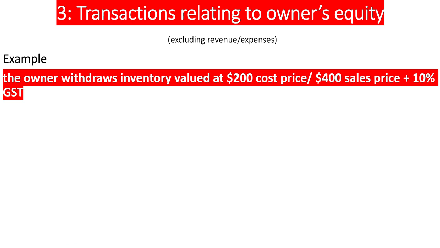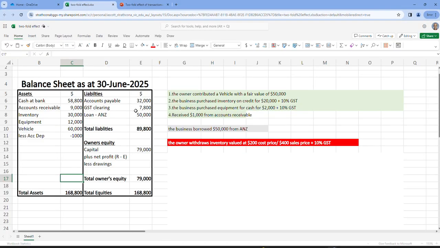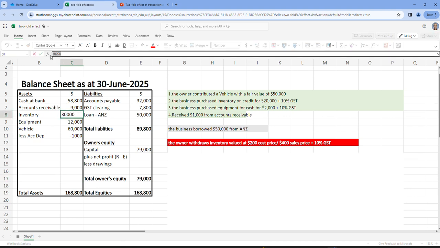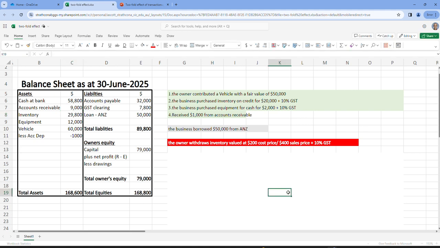So what figure do we actually report here in the balance sheet? Well, because of the accrual basis assumption, we don't report revenue until it's earned, and the sale was never made. No customer ever gained control of the goods. So therefore, we don't need to worry about the sale price effect. We focus on the cost price effect. So back to our spreadsheet, we've got inventory. Our balance is going down by 200, so that's 29,800. And this affects our owner's equity.